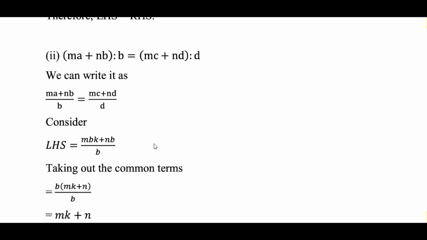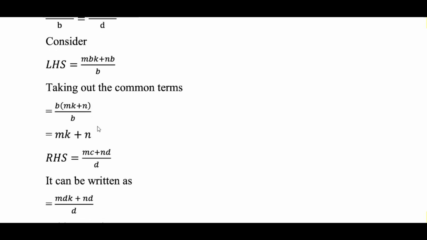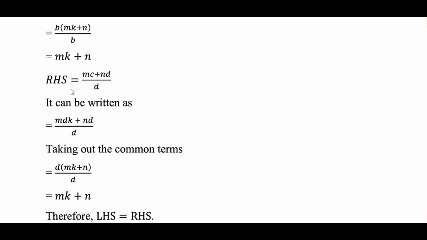Come to problem number 2. That is ma plus nb is to b is equal to mc plus nd is to d. So write it as below. Is to means by. So ma plus nb divided by b is equal to mc plus nd divided by d. Consider the left hand side, it will be mbk plus nb divided by b. After that, taking out the common terms. After that, write the right hand side, that is mc plus nd by d.